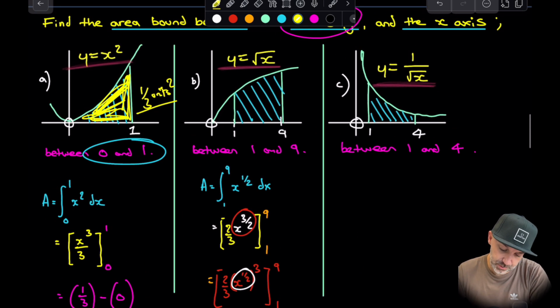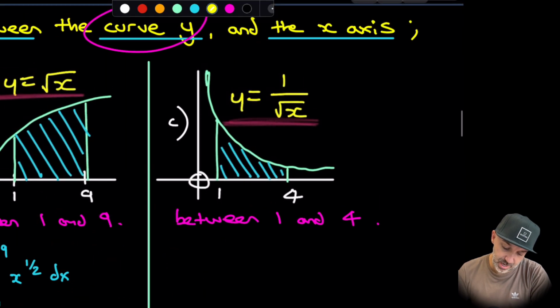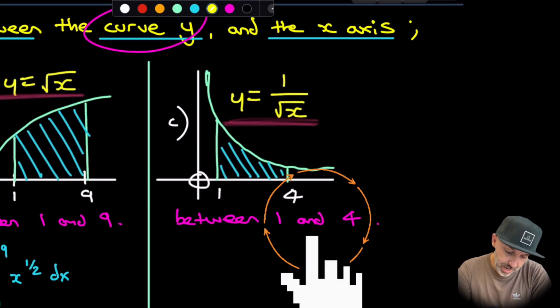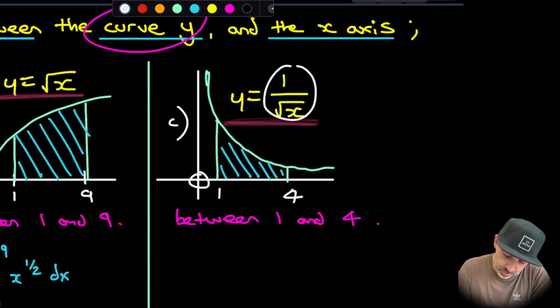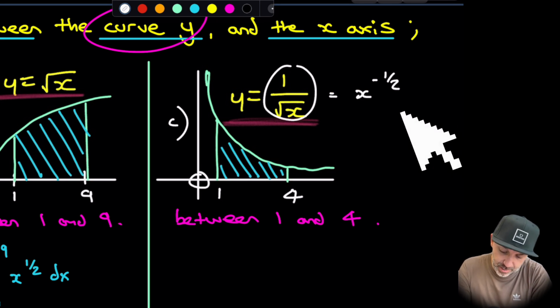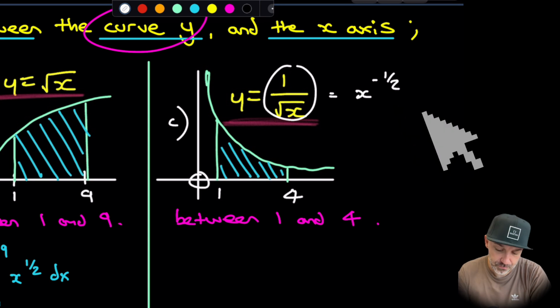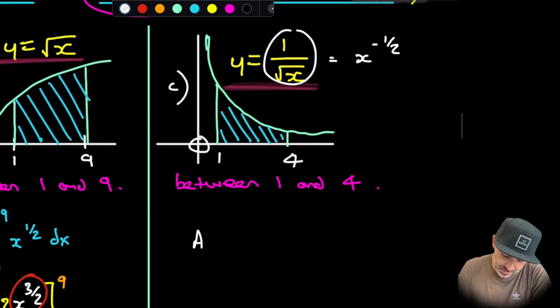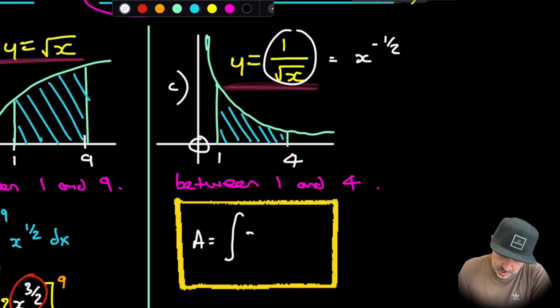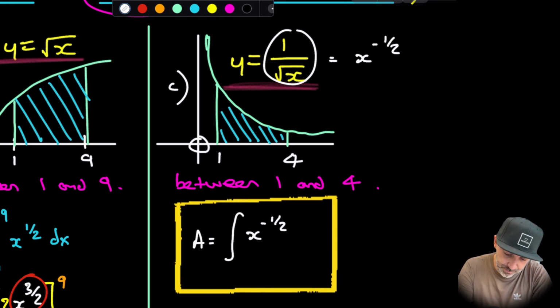Let's go over to this one here. So this is between 1 and 4, and it is a 1 divided by root x. So what we'll do first of all is we'll write this as x to the minus half. We haven't done any integration there. We've just used our rules of indices to tidy that up. So we've got the area is the integral of x to the minus half, and the limits that go onto this will be 1 and 4 this time.